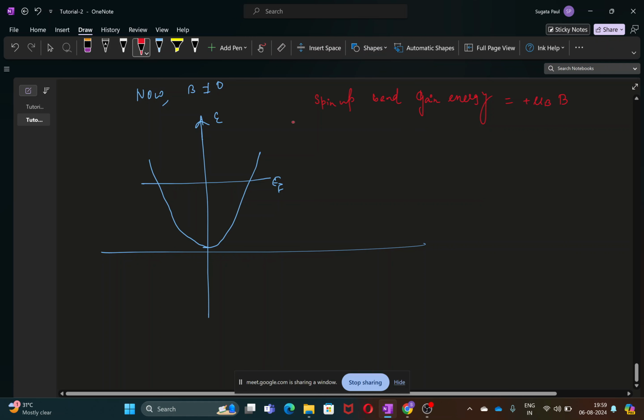Okay, and to compensate that, because the total density of states in the system is fixed, if spin up has an increase of energy of plus mu B times B, then the spin down electron energy reduces by minus mu B B. So the mu B B part is the same, but here it is minus because the spin down electrons' energy will be decreasing.